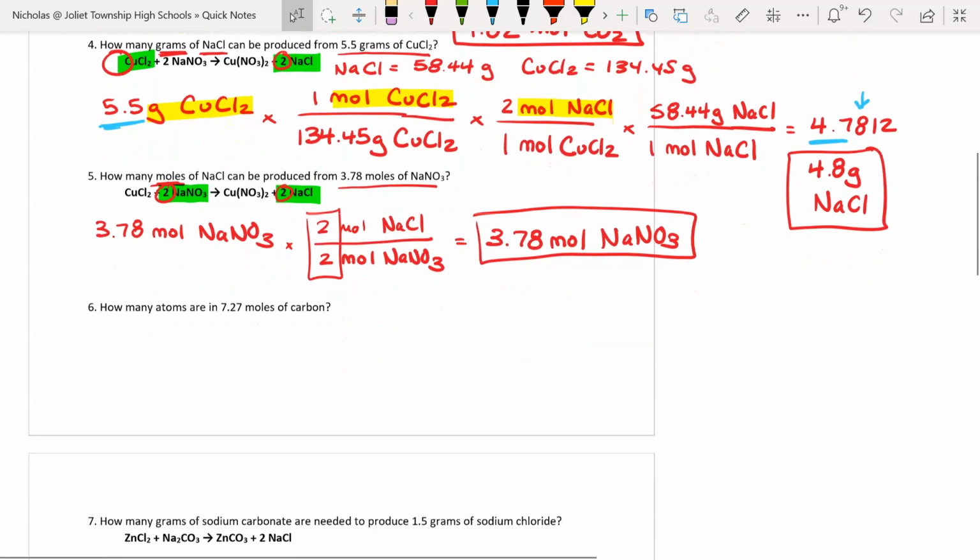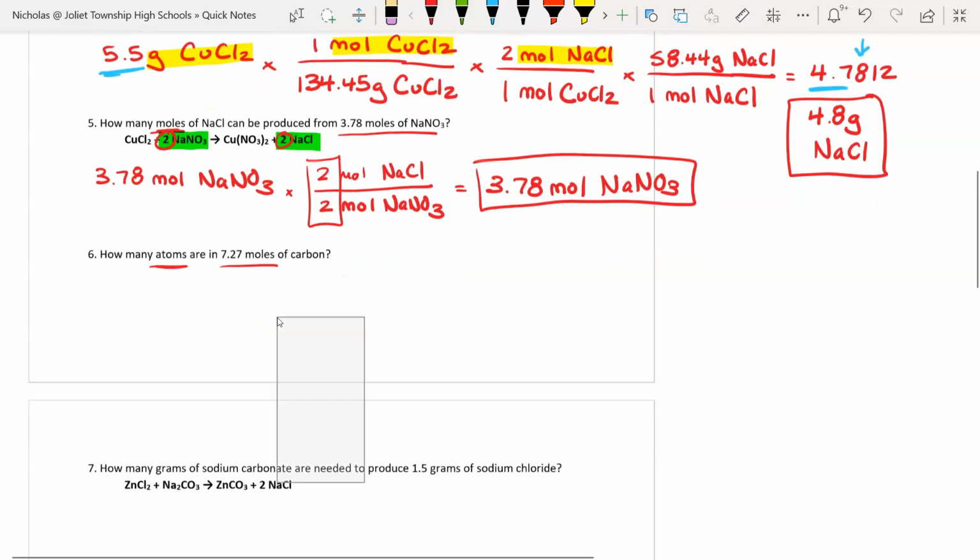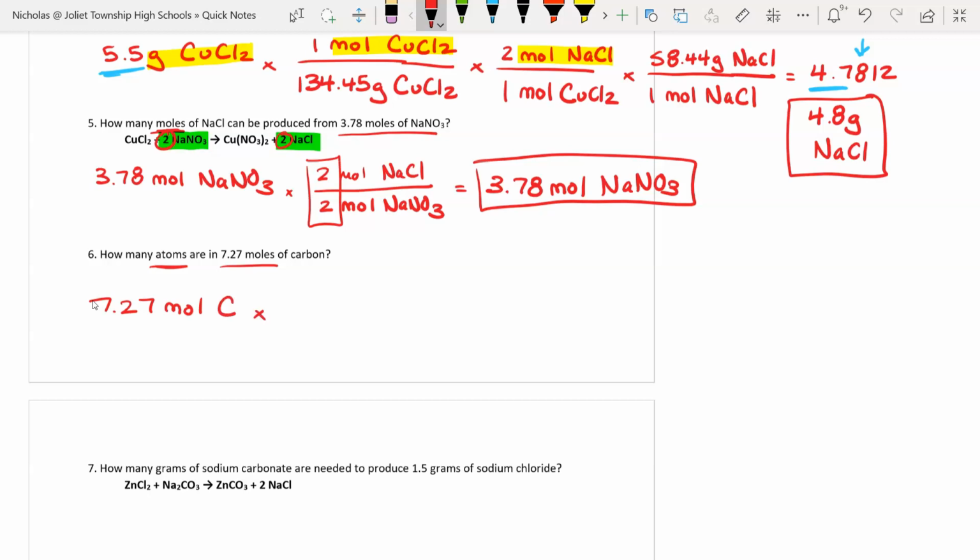All right, number 6. Number 6 says how many atoms are in 7.27 moles of carbon. So we're given moles and we want to go to atoms. Again, since we're already starting in moles, we don't have to do any conversions right off the bat. So 7.27 moles of carbon. Here we are just going to multiply our moles. So we're in moles of carbon. For every 1 mole of carbon, we use Avogadro's number, which is 6.02 times 10 to the 23rd. That's how many atoms of carbon are in 1 mole.